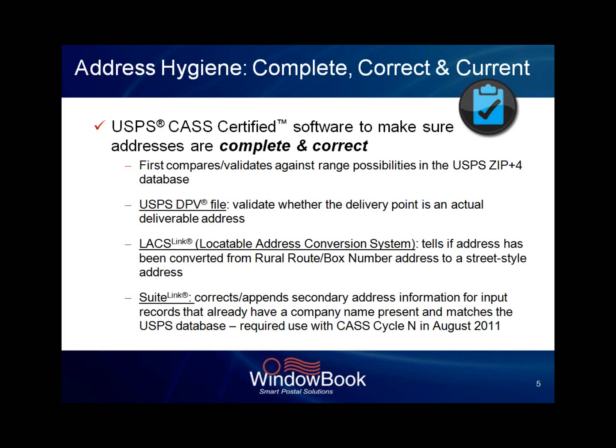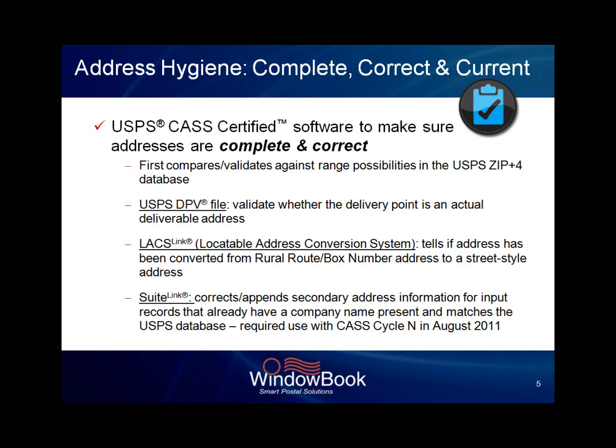So to get complete and correct, you first start out by using a Postal Service CASS certified piece of software that during the first step takes the input address records and validates them against the range of possibilities in the Postal Service ZIP+4 database. And really what's happening there, say you have an input address of 123 Main Street.